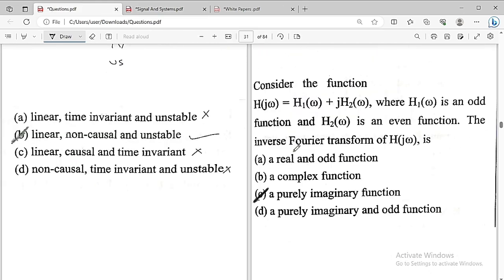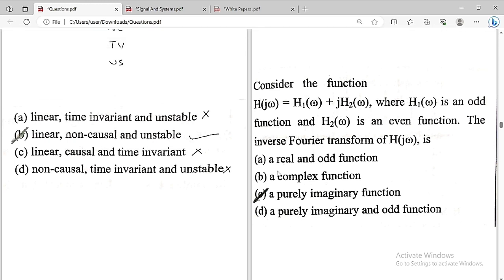So see here, option A, real means definitely it is wrong. Whenever you say real, it is wrong, right? Complex function, no, it cannot be complex. It is only purely imaginary, so this is also wrong. Here, a purely imaginary odd function, definitely it is wrong. I already told you, yes, it is purely imaginary, but it is neither even nor odd. So a purely imaginary function. So this is the only thing which is going to be satisfied. So it is a purely imaginary function and it is neither an even signal nor an odd signal. So this point you have to keep in your mind.